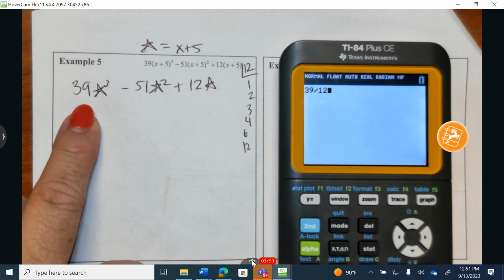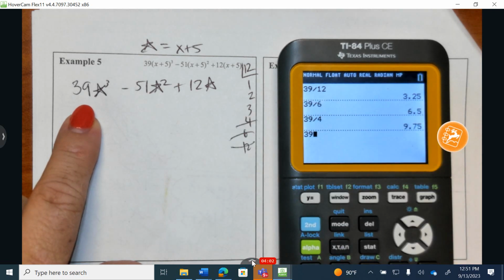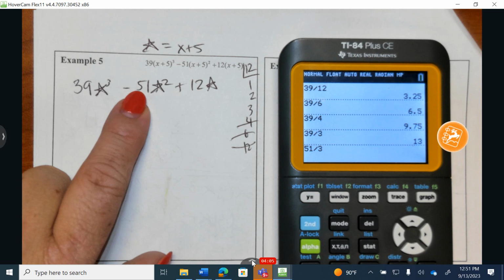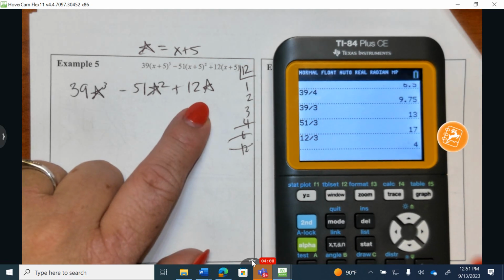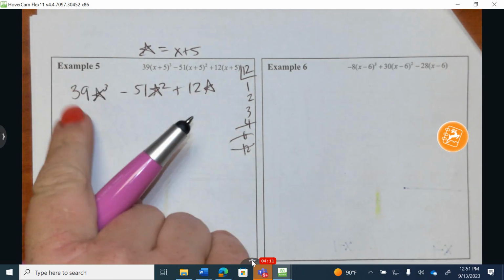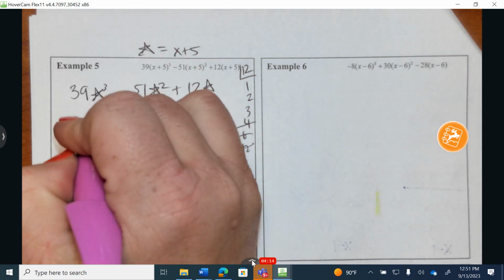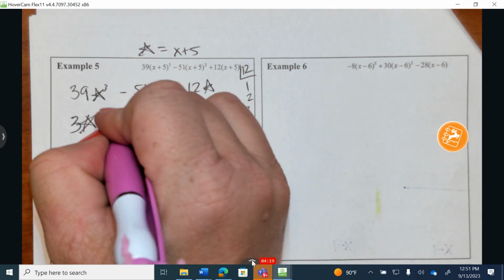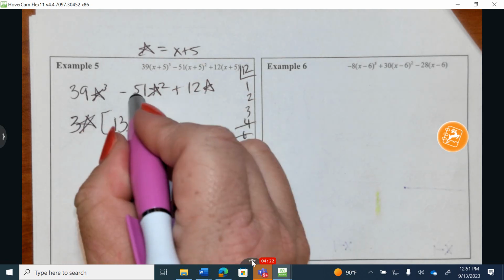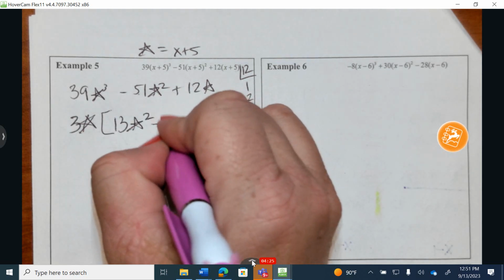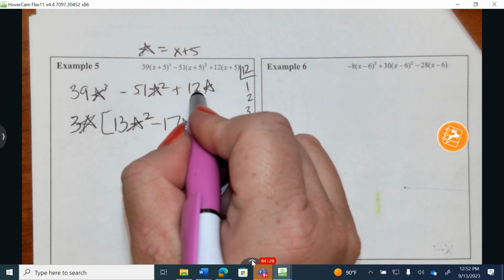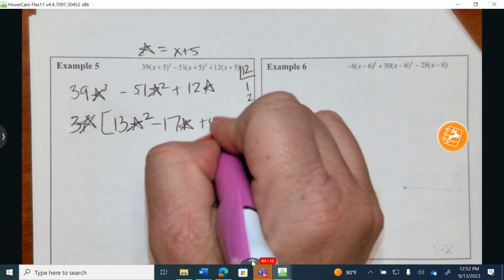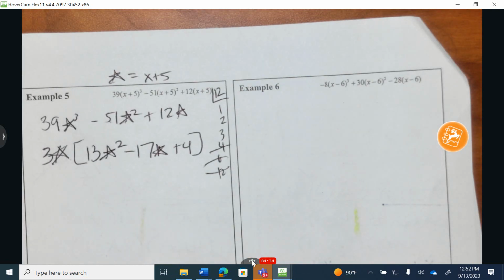Let's start with 12. Divided by 12 doesn't work. Divided by 6 doesn't work. Divided by 4 doesn't work. Divided by 3 does work. So I can factor out a 3 out of these 3 terms, and I can take at most 1 star out. Now what am I left with? 39 divided by 3 is 13, and I have 2 stars to be attached. 51 divided by 3 is 17, and I need 1 star attached. 12 divided by 3 is 4, and I do not need a star attached.